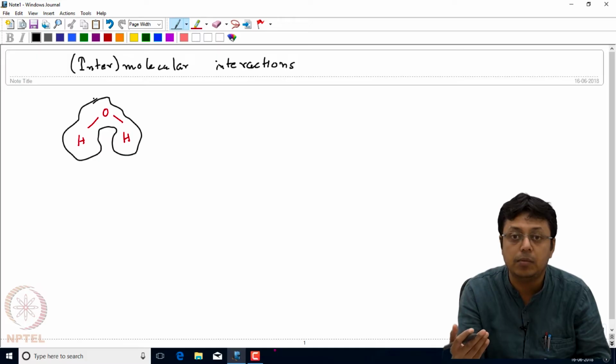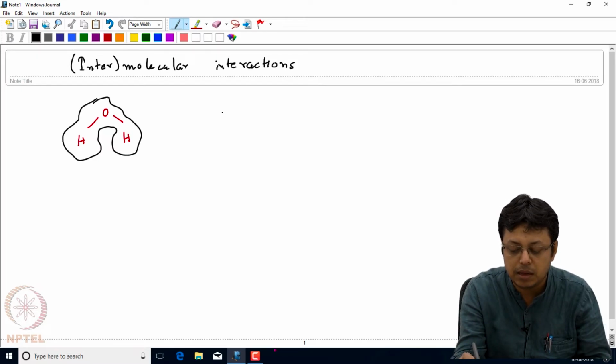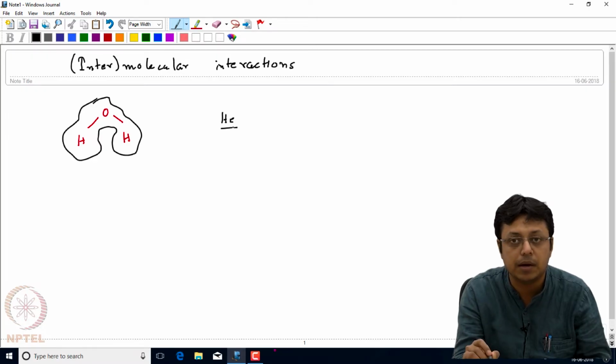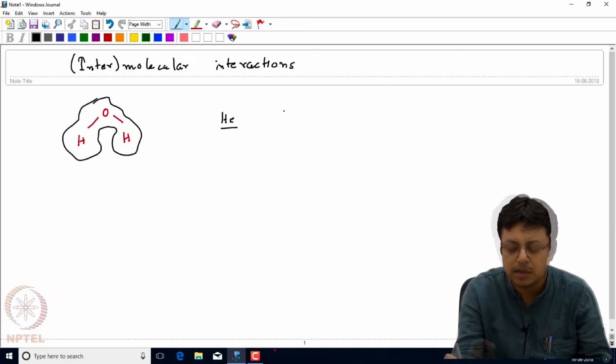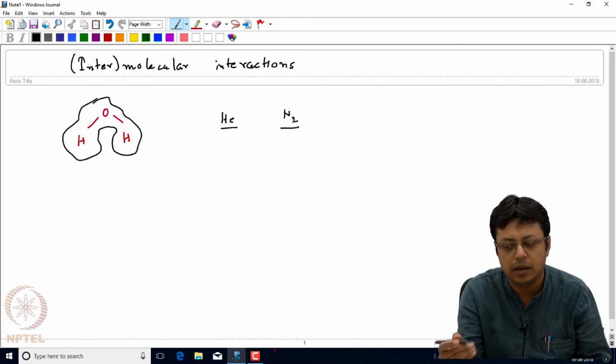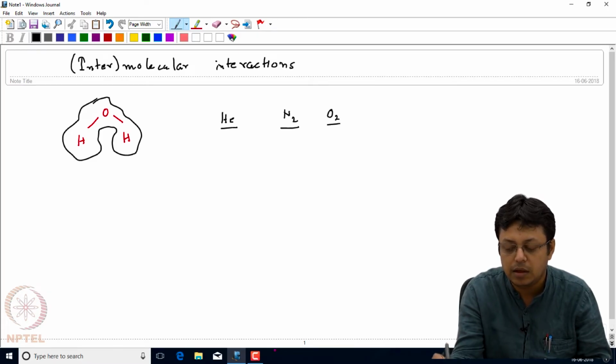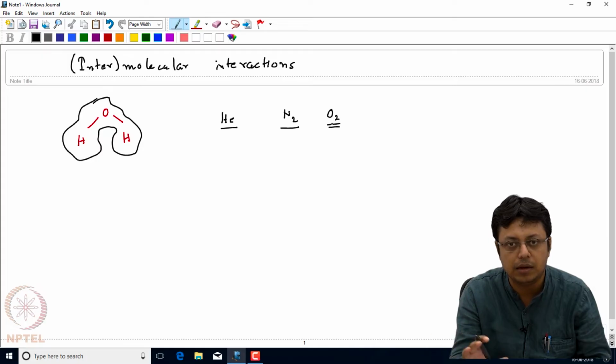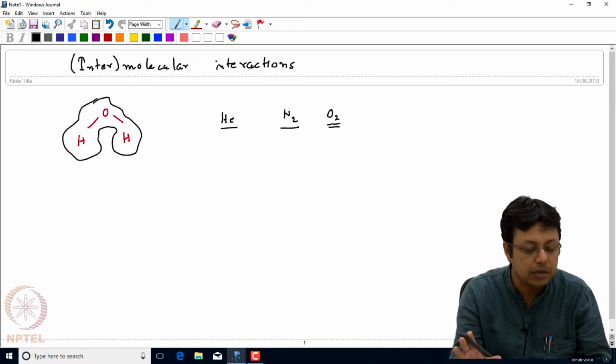Now a molecule may not actually possess a permanent dipole moment. For example, helium atoms do not possess any permanent dipole moment, because helium is basically monatomic. Nitrogen molecules also do not have a permanent dipole moment, nor does any homonuclear diatomic molecule. So there we have an induced dipole moment, and then we have interactions between the different induced dipole moments, which can lead to some attractive interaction overall. So we will be talking about that.